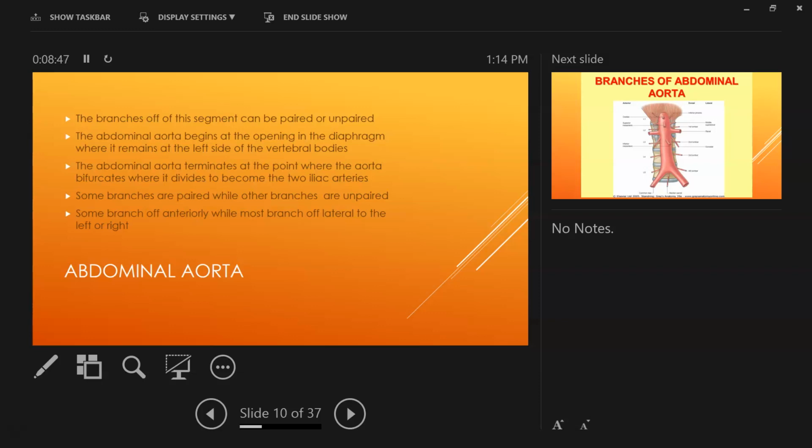As I said earlier, the abdominal aorta terminates at the point where the aorta bifurcates, meaning that it divides into the two iliac arteries, right and left, which will go on to feed some of the structures down at this deeper area of the abdominal pelvic cavity, but more or less to go down and feed the lower limbs. Some branch off anteriorly, while most branch off laterally to the left or the right.